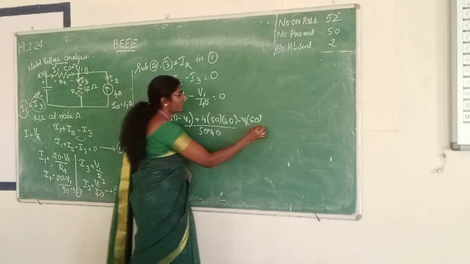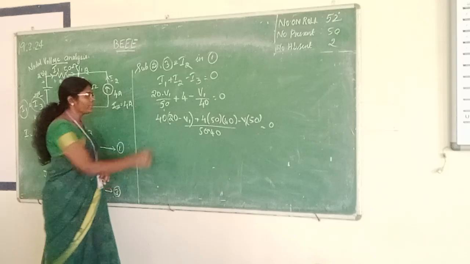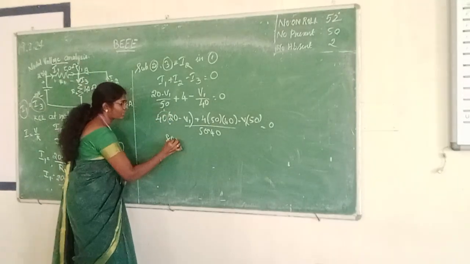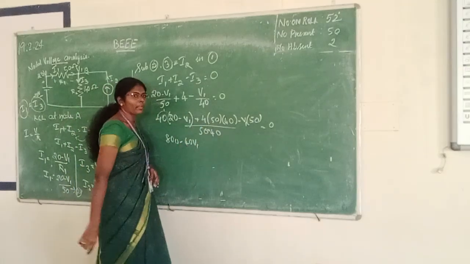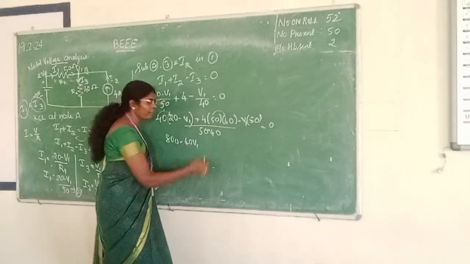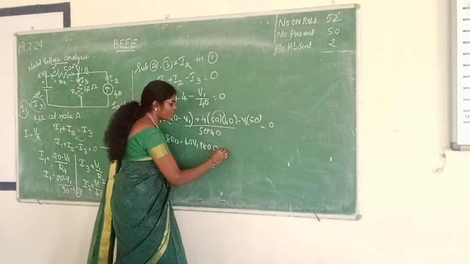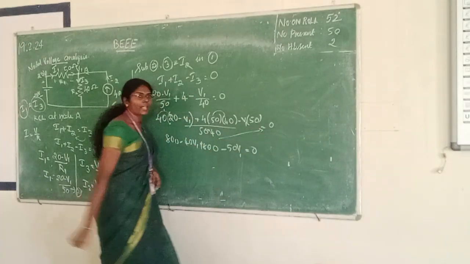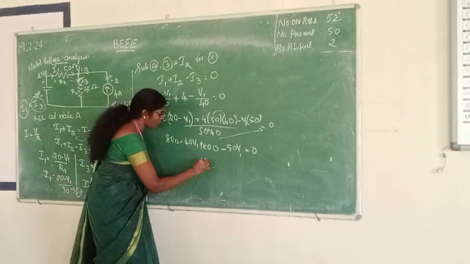50 into 40, that is equal to 0. Correct? This is how we will be taking LCM, right? So if you multiply inside, it will be 800 minus 40 V1, and here if you multiply 20 into 4, that will become 800. Right? So here it is minus 50 V1 is equal to 0. If I bring this denominator to the right hand side, it will become 0. Right? So now solve and tell me the answer for V1.